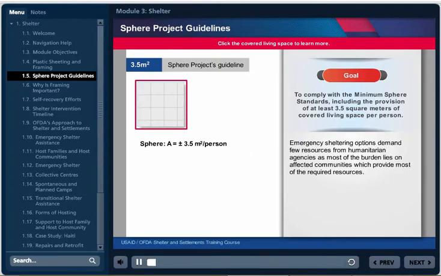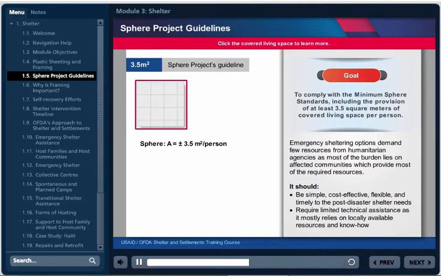Emergency sheltering options demand few resources from humanitarian agencies, as most of the burden lies on affected communities, which provide most of the required resources. As such, responses should be simple, cost-effective, flexible, and timely to the post-disaster shelter needs. It also requires limited technical assistance, as it mostly relies on locally available resources and know-how. Most technical assistance provided by humanitarian actors to support emergency shelter consists of simple instructions illustrating basic construction and the appropriate use of construction materials, such as plastic sheeting, rope, and other materials distributed.